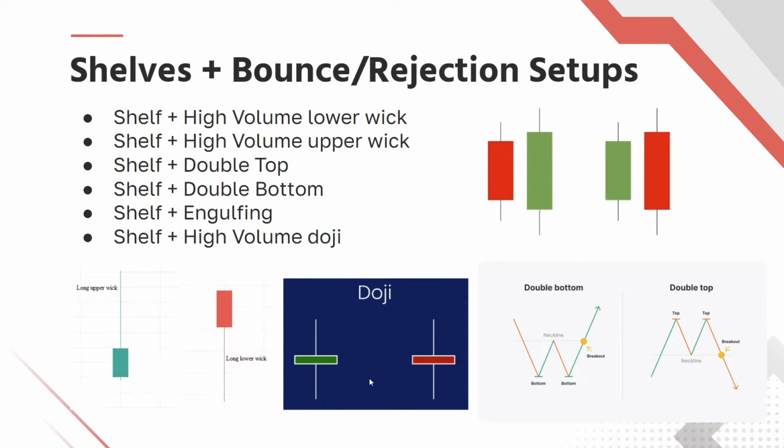A shelf plus a high volume doji. What that tells us is that price is struggling to continue moving in the current trend, and there's a lot of indecision. You align that with a shelf, and it can show us that the current trend is ending.